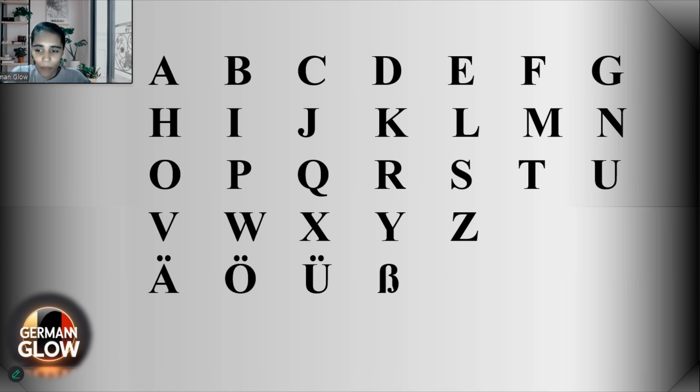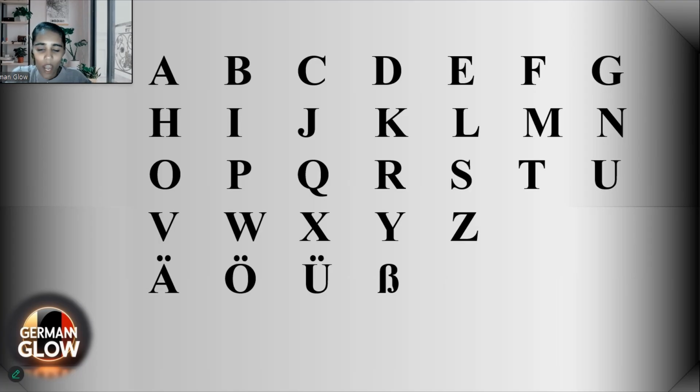Ä sounds like A, similar to air. Ö is like in the word earn. Ü is a tight E sound with a rounded lip, rounded lips.